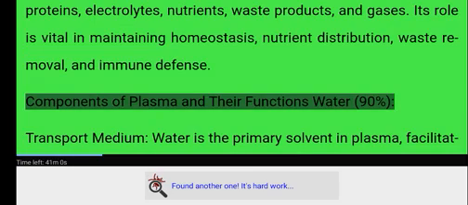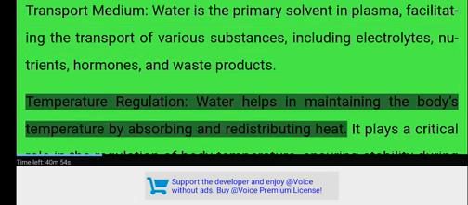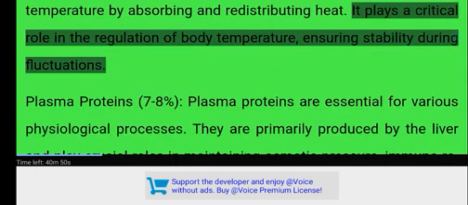Components of plasma and their functions: water, 90%. Transport medium. Water is the primary solvent in plasma, facilitating the transport of various substances, including electrolytes, nutrients, hormones, and waste products. Temperature regulation. Water helps in maintaining the body's temperature by absorbing and redistributing heat. It plays a critical role in the regulation of body temperature, ensuring stability during fluctuations.